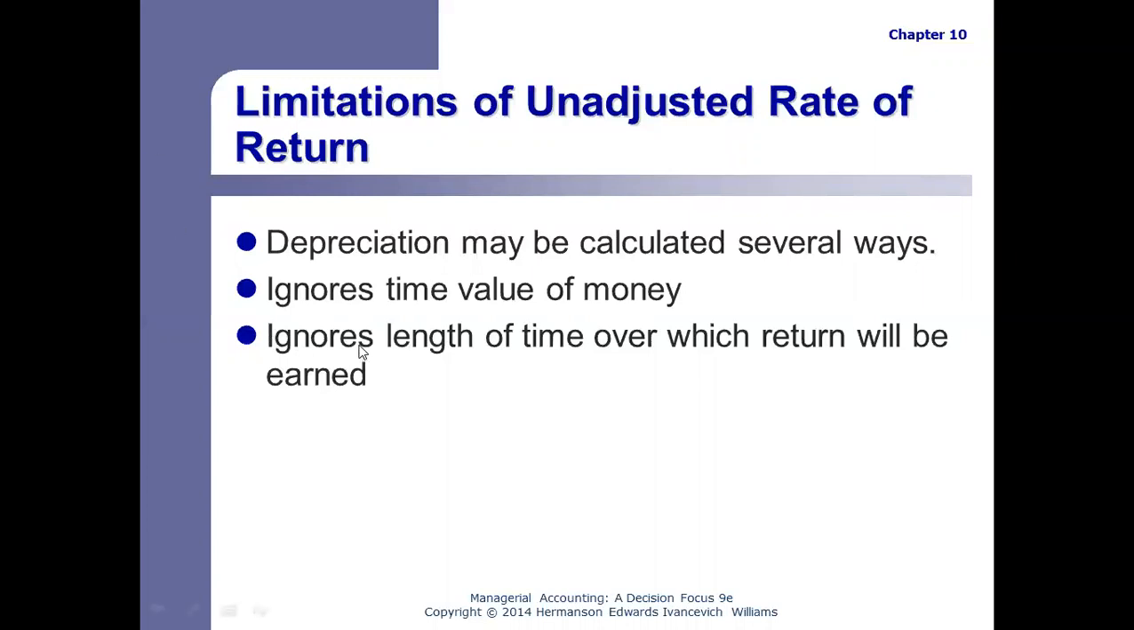And then also, it ignores the length of time. So earning 20% a year for 5 years is different than earning 20% a year for 20 years. I'd rather earn 20% a year for 20 years rather than 5 years. But again, it ignores the length of time. Again, these are major limitations, but this method is used because it's easy. So it's used as a quick guide sort of thing, but it's not the most accurate method.